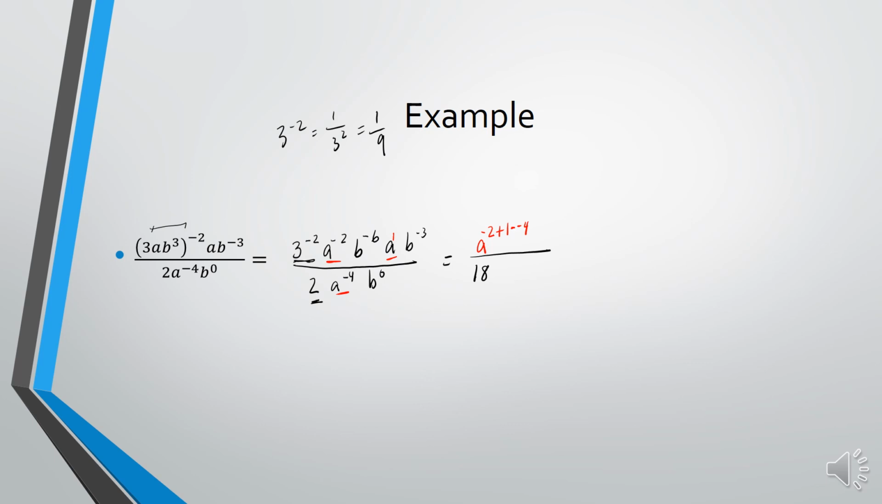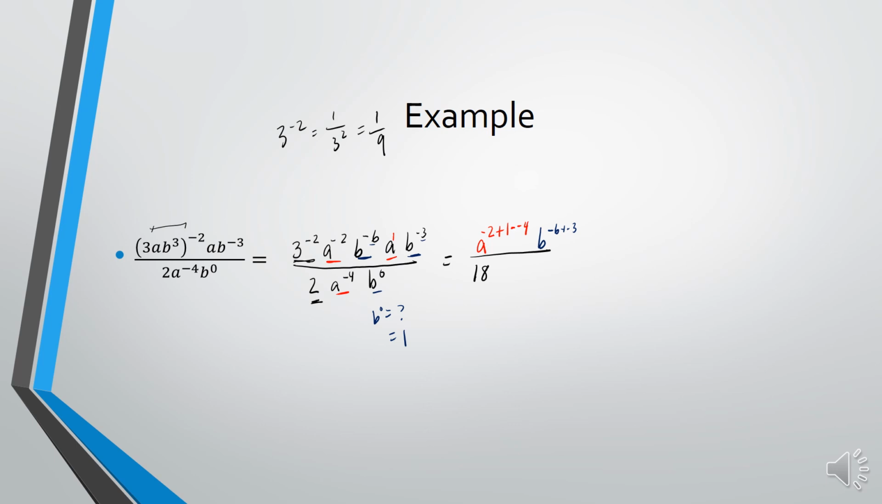Now let's deal with my b terms. B to the negative 6, b to the negative 3, b to the 0. But remember, what was b to the 0? Anything to the 0 power is 1. Multiplying by 1 doesn't do anything, so that term might as well not be there. So really I have b to the negative 6 plus that negative 3. So my two exponents that were on top.